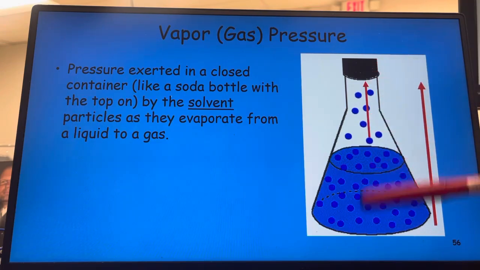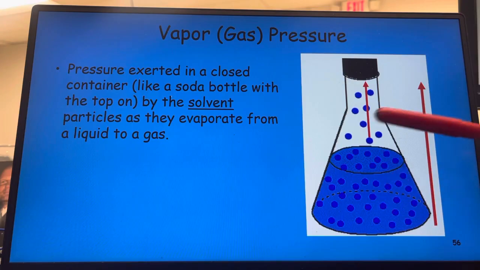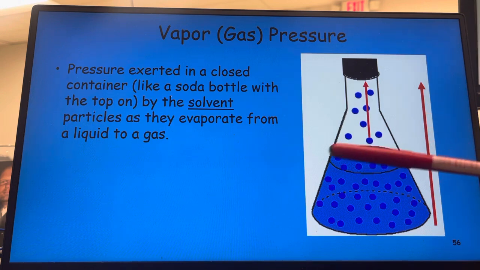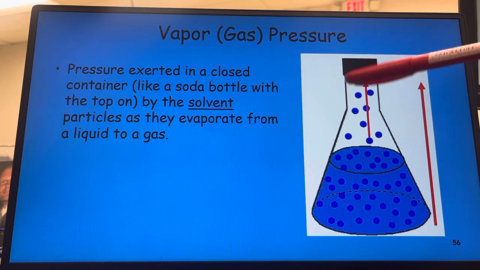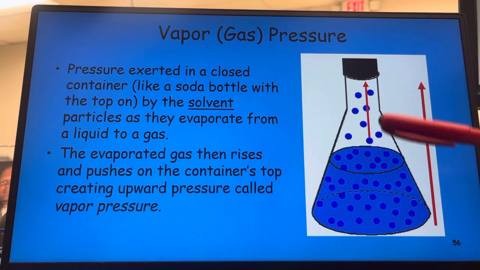The solvent particles will evaporate. So the water is going to evaporate into this area. It could be any solvent. It could be alcohol. It could be gasoline, acetone, like nail polish remover, for example, or any other solvent. And so the pressure they exert on the lid, on the sides of the wall, that's called vapor pressure. So the evaporated gas rises and pushes on the container's top, and that's called vapor pressure. Understood? I think we discussed vapor pressure a little bit under gases.